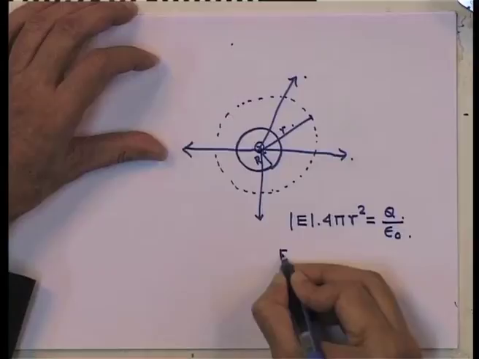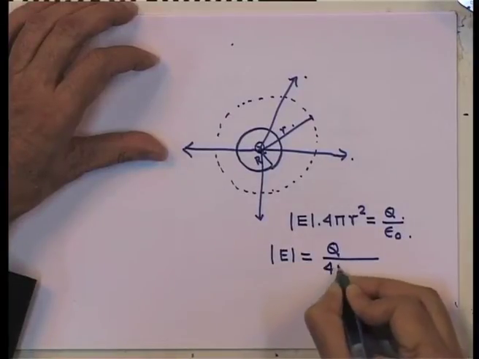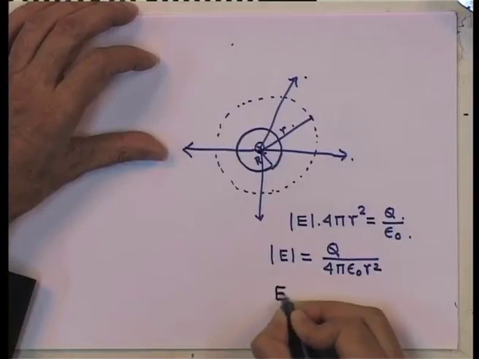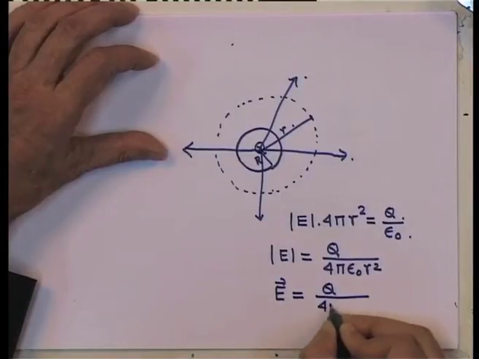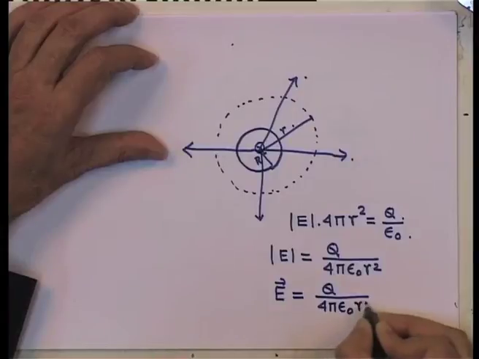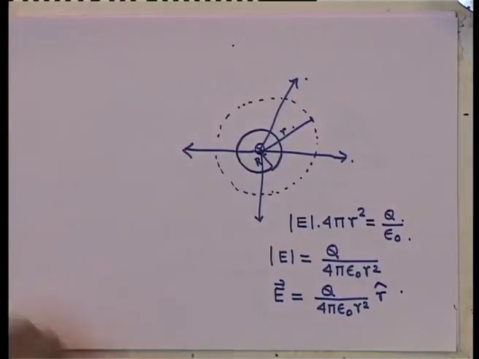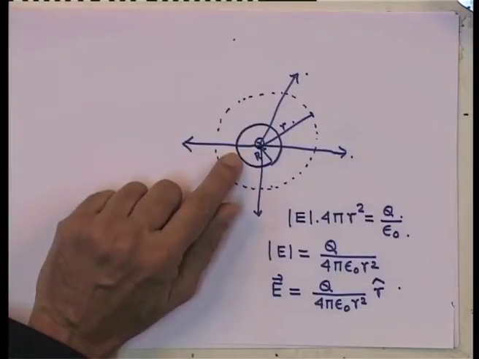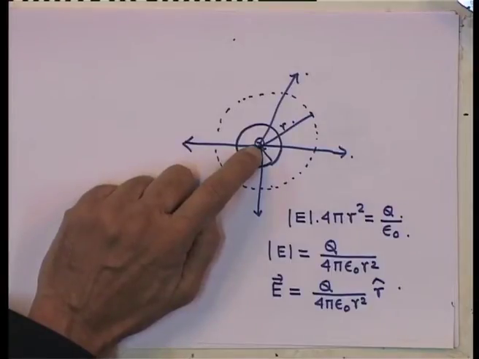So, therefore, the magnitude of the electric field is q by 4 pi epsilon 0 r square, and if you want to write down the electric field itself, then of course, you put q by 4 pi epsilon 0 r square times the unit vector r. Notice this expression is identical to what you would get if all the charges of the sphere, instead of being uniformly distributed, were to be concentrated at the origin of the sphere.